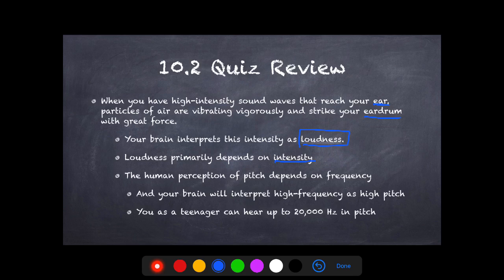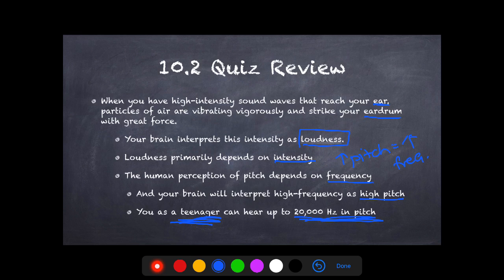And when we as humans are perceiving pitch, like do, re, mi, fa, sol, la, ti, do, right? You're going from do to do, but you're increasing in pitch. That means that you're also increasing in frequency because they are related to each other. So an increase in pitch is going to give you an increase in frequency. Your brain will take that high frequency that is coming through your ear and interpret it as a high pitch.